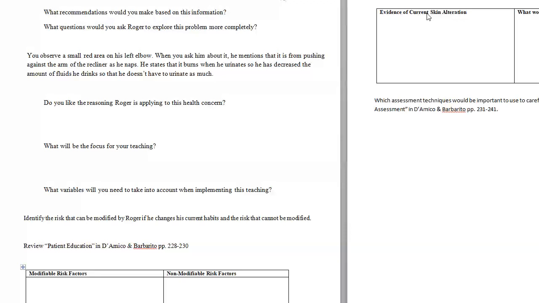Identify the risks that can be modified by Roger if he changes his current habits, and the risks that cannot be modified. I would definitely look at, first of all, if this patient is safe once we get to the point where we've treated the UTI, we've looked at the skin breakdowns, and we've definitely addressed his mental status, if this patient really is a candidate to live by themselves. Something to think about.